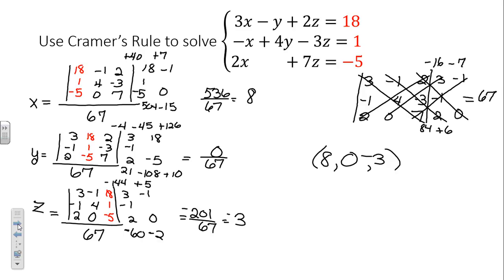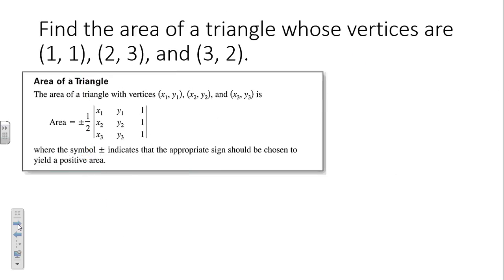All right, so other applications, okay? Jury may be out. Is this easier than solving a 3 by 3 the other way? Maybe, maybe not, right? Especially when you have nicer numbers, right? Okay, but this is Cramer's rule, and this is another way of finding the solution to a system of 3 equations with 3 unknowns. Okay, so here's another application of matrices, determinants.